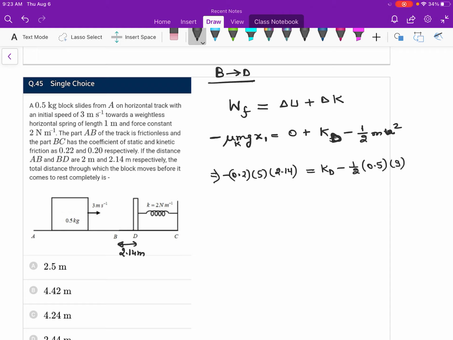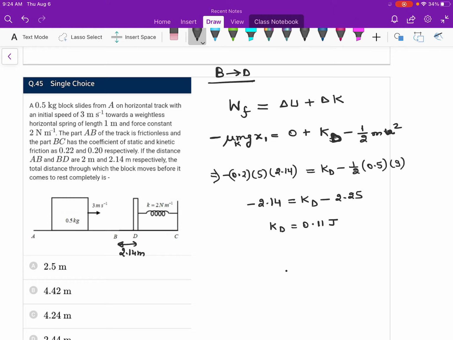So this is minus 2.14 is Kd minus 2.25. So Kd is 0.11 joule.